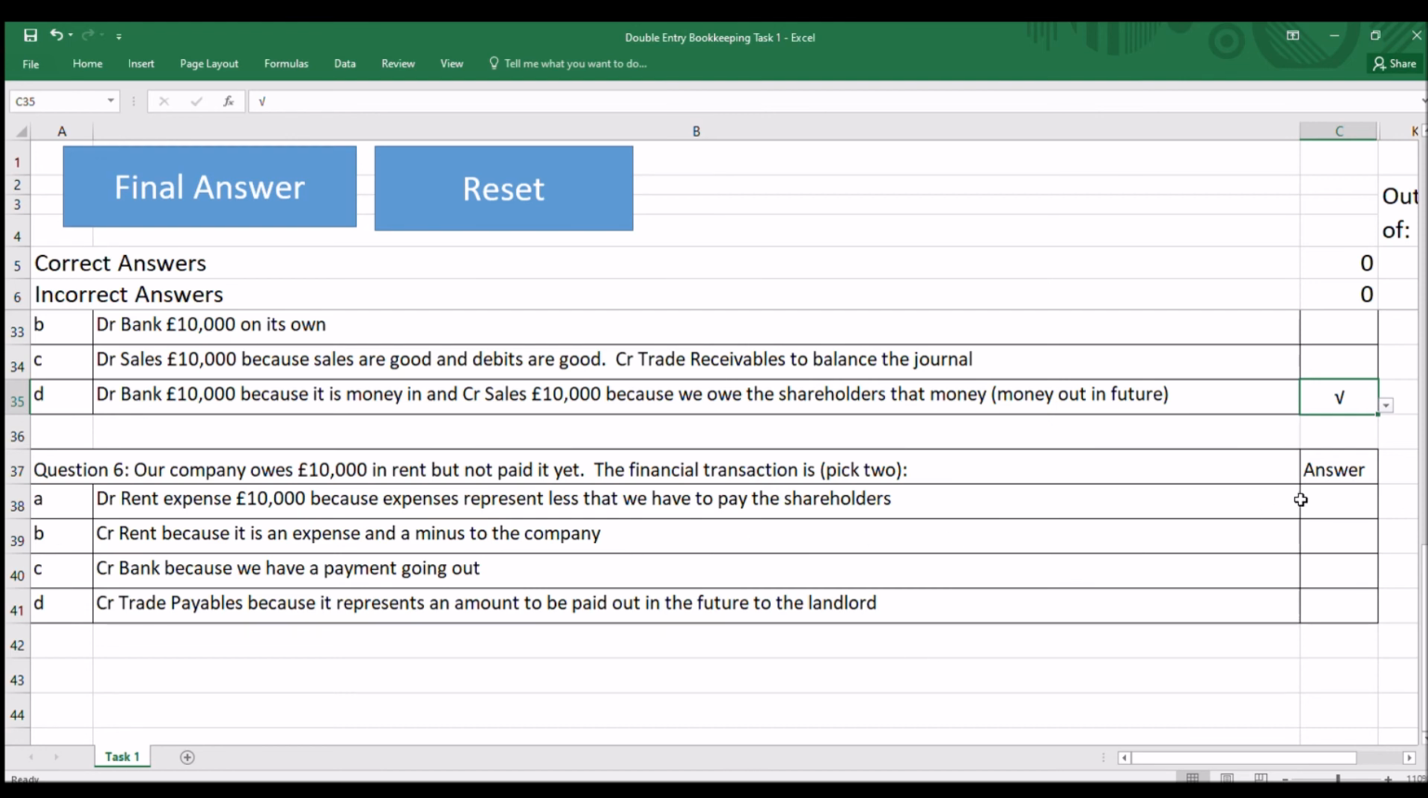And so the answer is A for one of them. Debit rent. Rent is an expense. And expenses affect shareholder capital. It's money that the shareholders can't get in the future. So a reduction in their shareholder capital, a reduction in the money out item, is a debit. So debit expense, because it represents less that we have to pay to the shareholders. And then because we haven't paid it yet, it won't be affecting the bank account. It will be credit trade payables, a money out item that's going to go out in the future. An increase in that money out item paid in future to the landlord is going to be a credit, so it'll be credit trade payables.